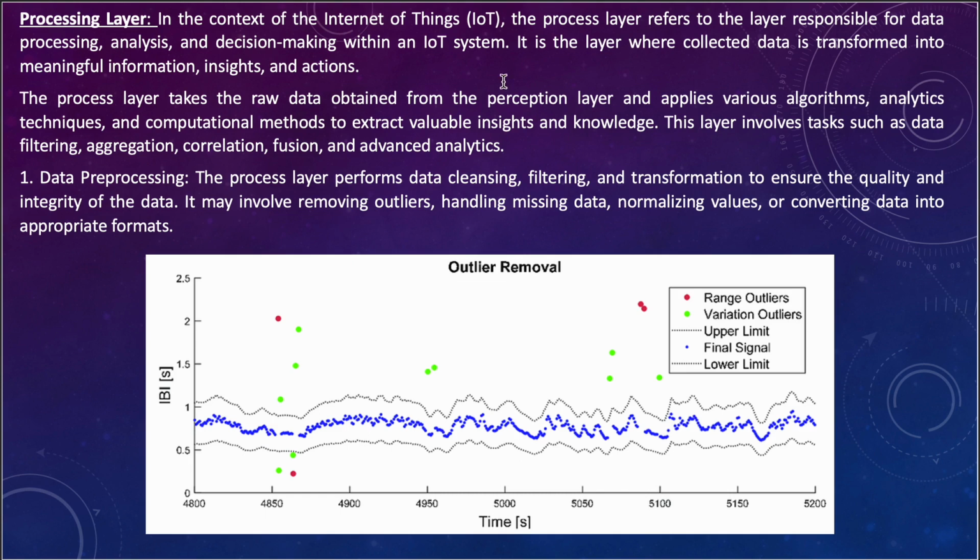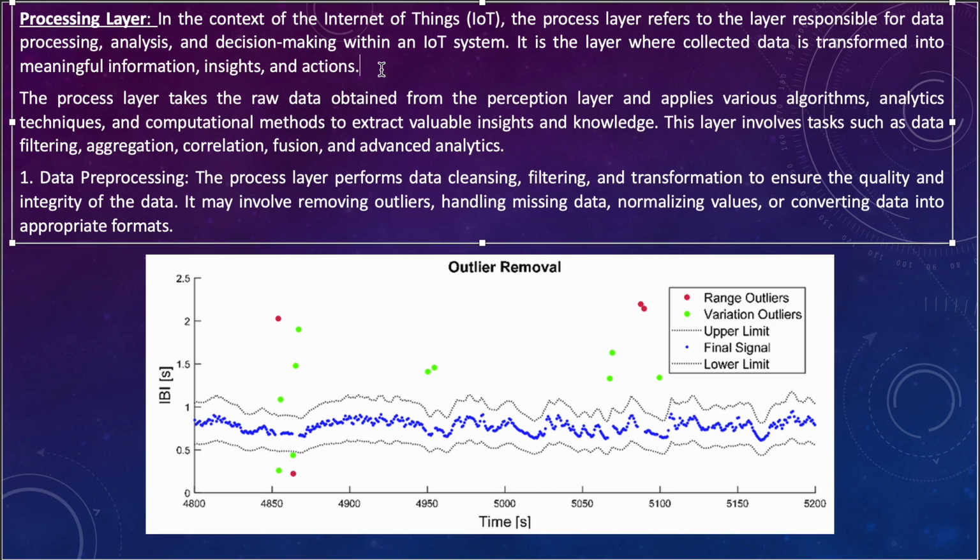So, the processing layer. In the context of the Internet of Things, the processing layer refers to the layer responsible for data processing, analysis, and decision making within an IoT system. It is the layer where collected data is transformed into meaningful information, insights, and action.